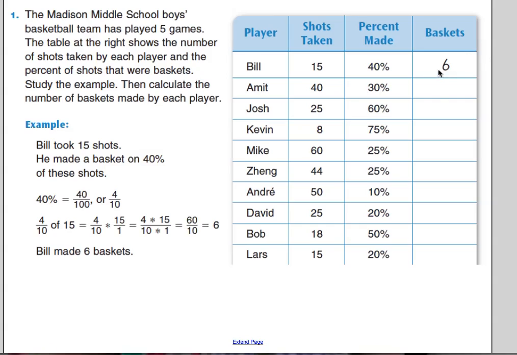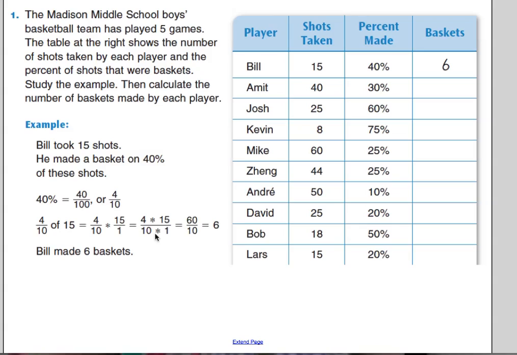So your first job is to complete this chart. You're going to be figuring out how many baskets did they actually make. So you're going to need to take the percent and the shots taken and calculate that. Let's take a look at Bill. Bill took 15 shots. He made a basket on 40% of these shots. Okay, so we need to remember that 40% is 40 over 100, or 4/10, or even 2/5. 4/10 of 15, we would write 4/10 times 15 over 1.